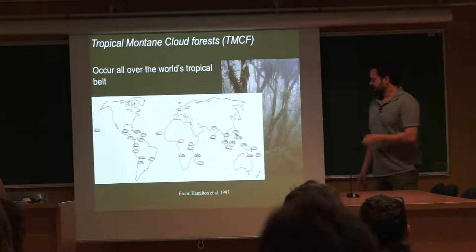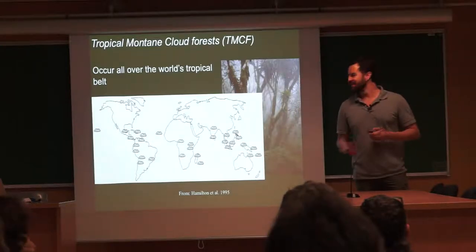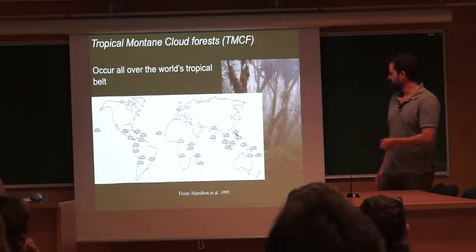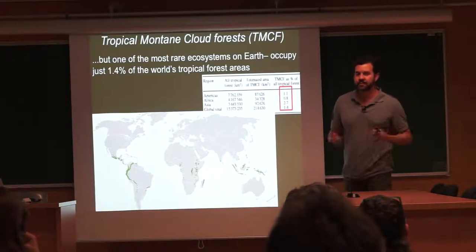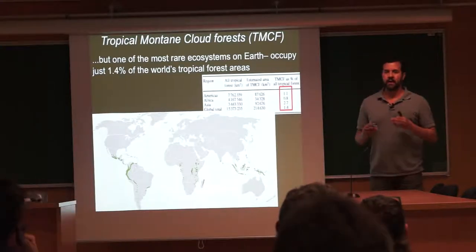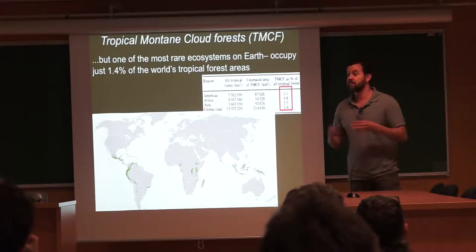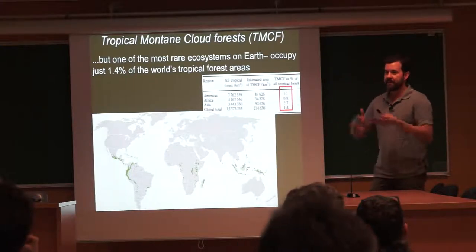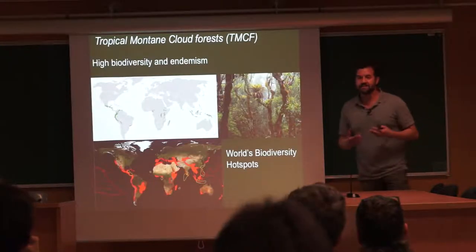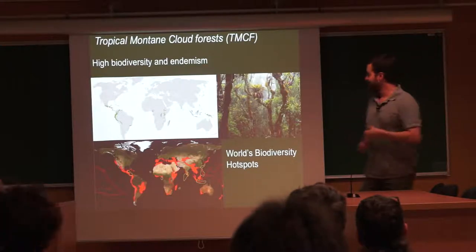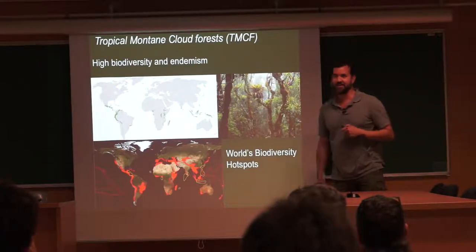And this is just a very simple map, showing that these forests occur all over the world, okay? In the neotropics, in Africa and also in Asia. And despite this wide distribution, they actually occupy a very small area in the tropics. They represent about 1.4% of tropical forests. So they do not occupy a very large area, but they have major relevance both for biodiversity and also because of the provision of several ecosystem processes. I will go on to that very soon.